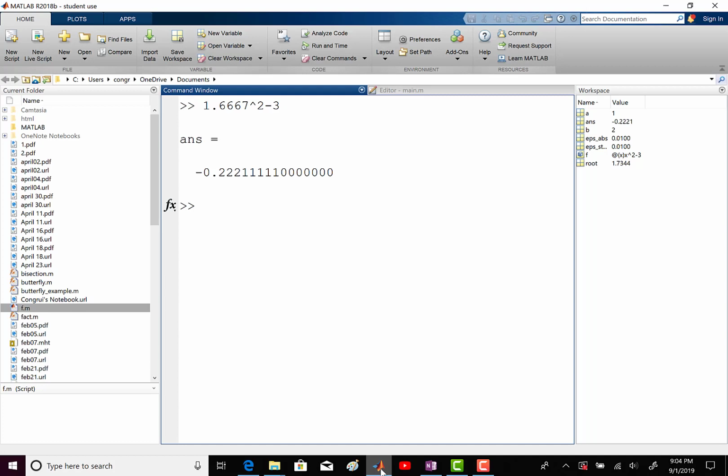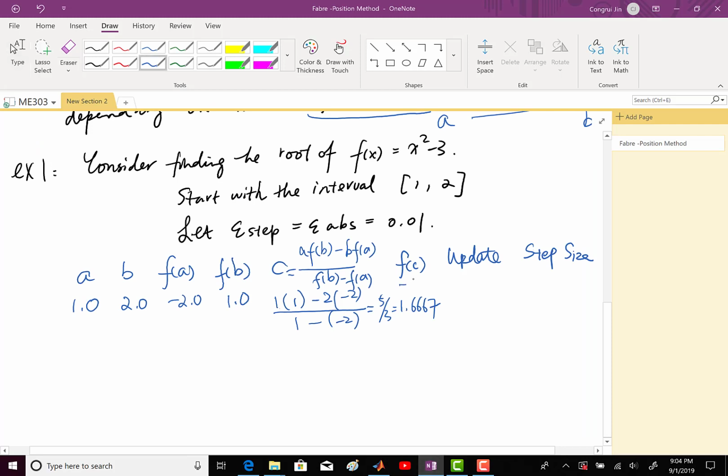So at this point, it should be negative 0.2221, right? So FC is negative, FB is positive, FA is negative. So FC and FB have opposite signs, which is the third scenario, right? Then we need to assign the value of C to the variable A, and the step will be defined as C minus A, right? C minus A is 1.6667 minus 1, so it's 0.6667.